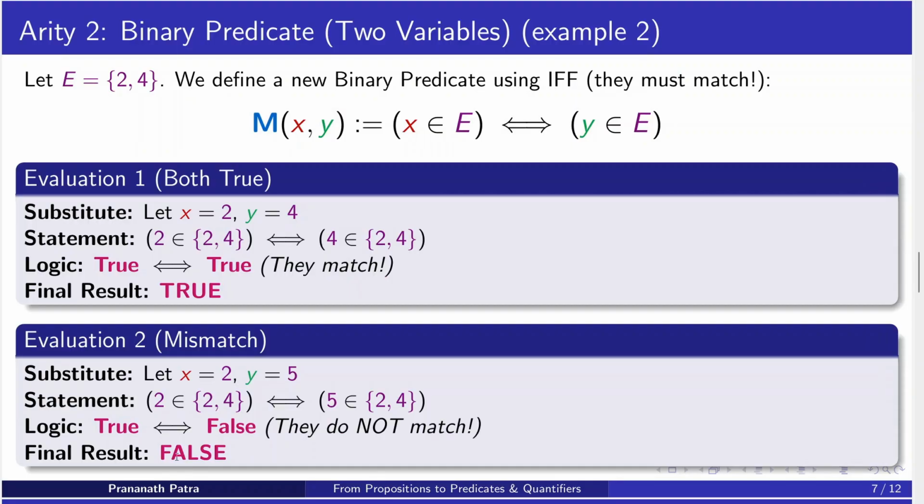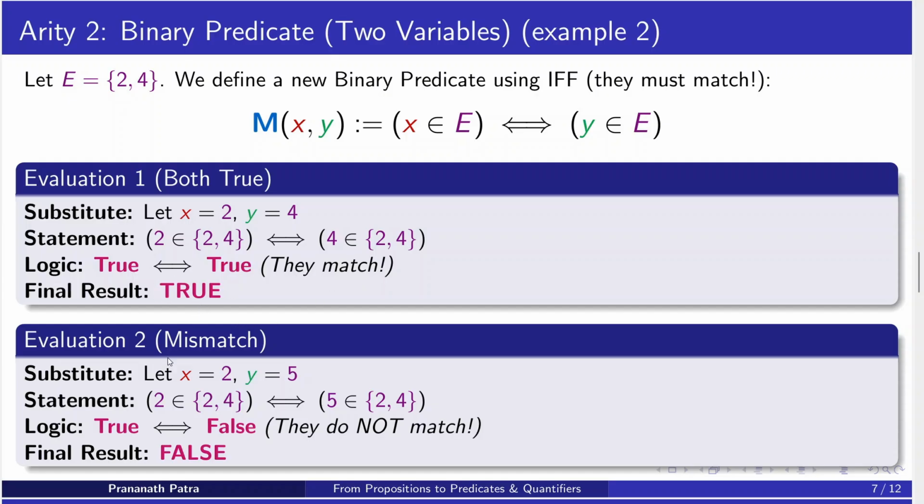Let's look at another binary predicate example, this time using if and only if. Let E be {2, 4}. We define M(x, y) as x is in E if and only if y is in E. Remember, for this to be true, both sides must match. If we substitute x with 2 and y with 4, the statement is 2 is in E if and only if 4 is in E. Both 2 and 4 are in the set, so logically we have true if and only if true. Because they match, the final result is true.